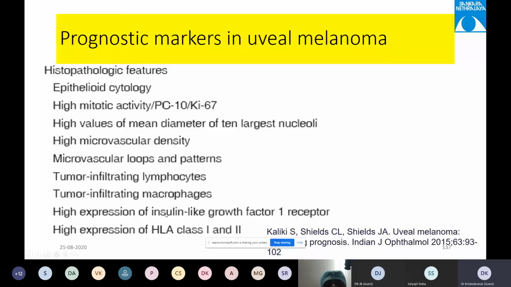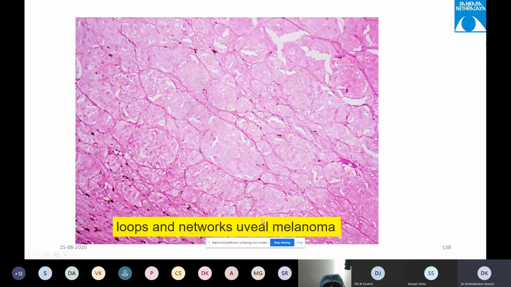And just to show, this is an excellent work done by a very senior pathologist, Robert Folberg, friend of Dr. Biswas. He brought this concept of loops and networks in melanoma. This is PAS. You find the melanoma cells are all trapped by these loops. Initially, they thought these were blood vessels, but now we know these are extracellular matrix, which is generated by the tumor to provide nutrition to the tumor. So if you find these loops and networks, it is a bad prognosis.